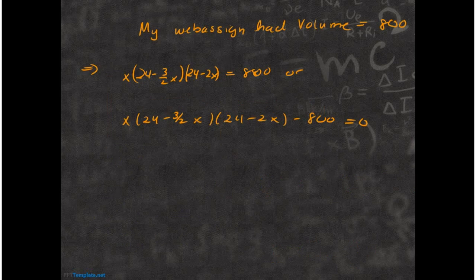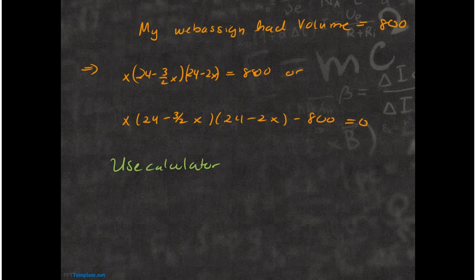My WebAssign had a volume of 800 when I first looked at it. Every time I open it, I get a new thing. So I got 700 this time. I'm just going to use 800 and show you what comes next. So I'm really trying to solve this equation equal to 800, or if I subtract 800 from both sides, I'm looking for the roots of that polynomial.